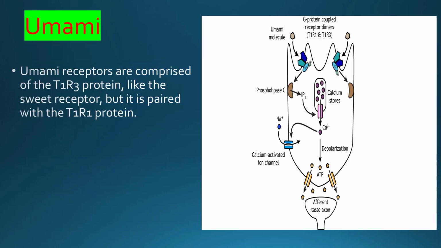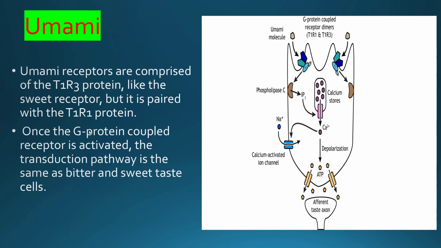Umami receptors are comprised of the T1R3 protein like the sweet receptor but paired with the T1R1 protein. Once the G protein coupled receptor is activated, the transduction pathway is the same as bitter and sweet taste. Here you can see that it is the same pathway as for sweet and bitter.